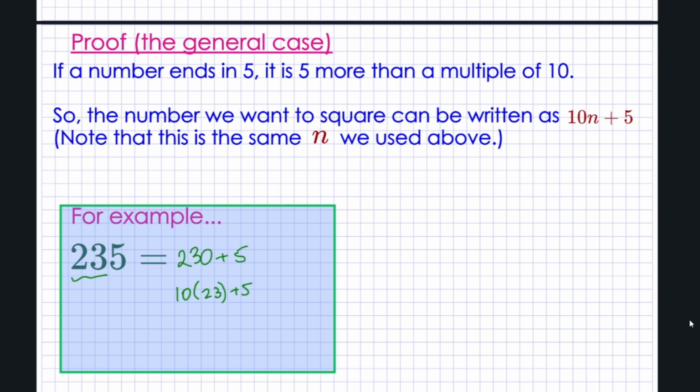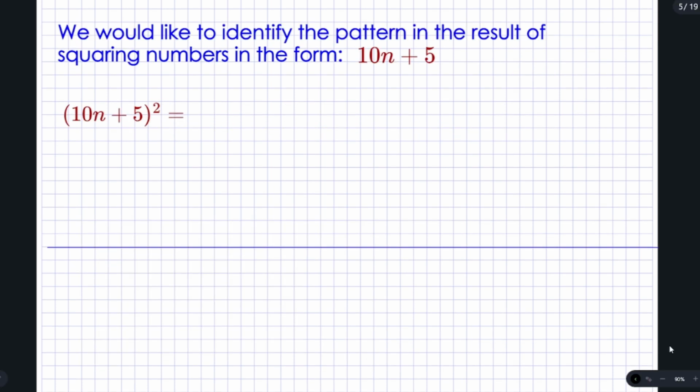The reason we want to do this with a variable is we can't prove by example. So just because it works for 235 squared doesn't mean it's going to work all the time. So we have to do it in general. So here we have 10n plus 5 getting squared. If you recall from algebra that a plus b squared is a squared plus 2ab plus b squared, we can use that to square this binomial.